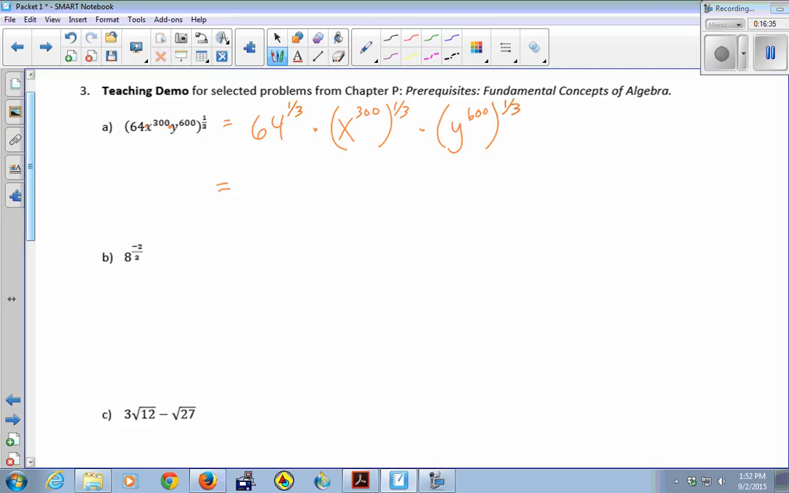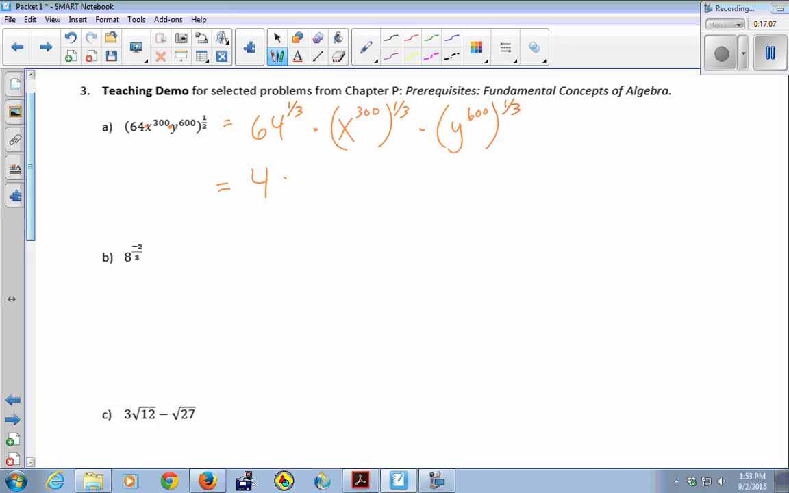Raising something to the 1/3 power, right? Remember when you have a fractional exponent, the top is your power and the bottom is your root. So this is actually 64 to the 1st, which is 64, cube rooted. Anybody know the cube root of 64? 8 is the square root of 64. The cube root is 4. Yeah, because 4 times 4 is 16. 16 times 4 is 64. So this is 4, right?